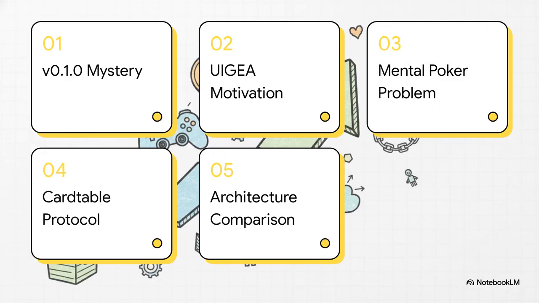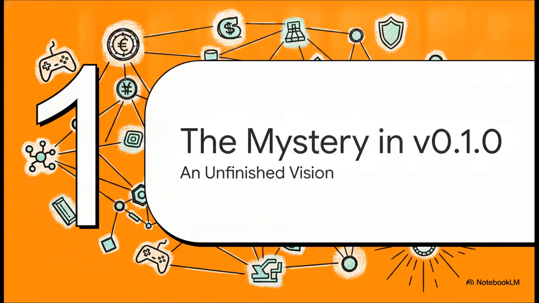So here's our roadmap for today. We'll unpack the mystery in version 0.1.0, look at the UIGEA law and the historical motivations, tackle the infamous mental poker problem, explore the modern Cardtable protocol solution, and finally do a deep architectural comparison. Starting right off with Section 1, the mystery in v0.1.0.